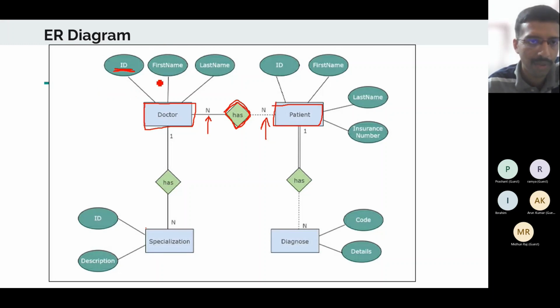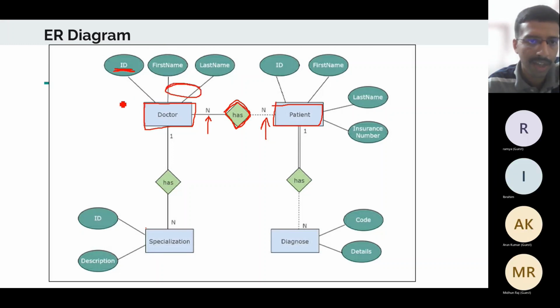This is one way of representing it, but there is another way. Suppose I have a single attribute called name, and then I map my first name and last name to that. This is also a valid way to represent this. This is called derived attributes or composite attributes, with first name and last name. Like name is composed of first name and last name. And coming to patient, a patient also will have an ID, first name, last name. Then if he has insurance, he will have an insurance number.